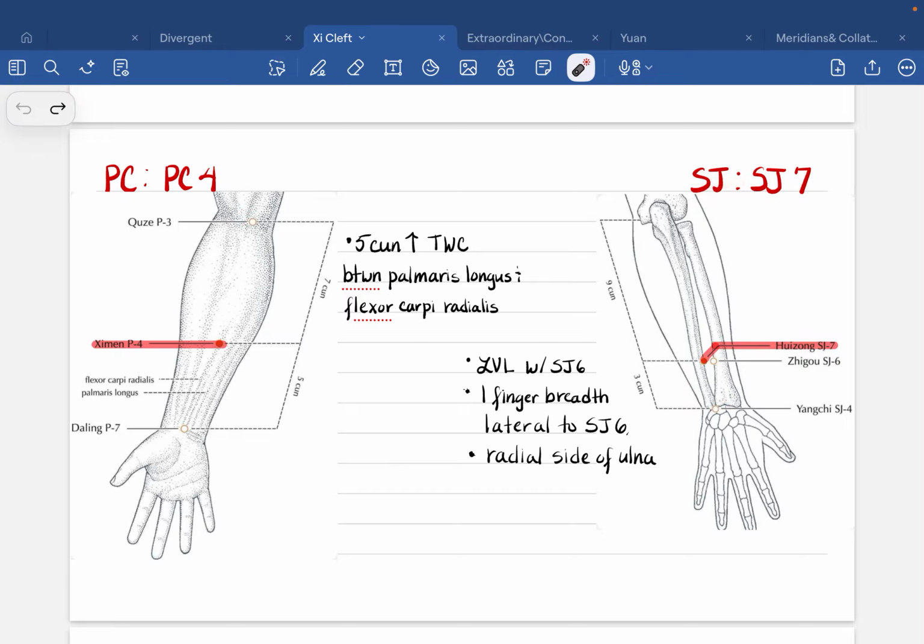And then we have the xi-cleft of the Sanjiao, which is Sanjiao 7. It's level with Sanjiao 6, which is right here. The only difference is that it's one finger breadth lateral to Sanjiao 6. Lateral means outer, right, on this side. Radial side of the ulna. So this is the ulna right here, right? The radial side. Radial side means what? Where the thumb is associated. That's how I remember it. Okay, now it'll be Sanjiao 7.